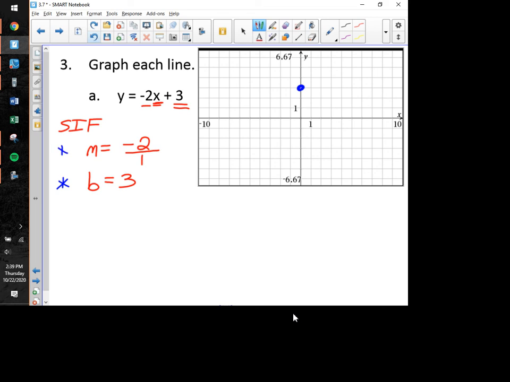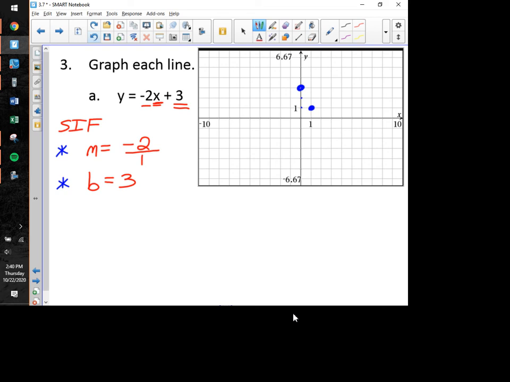And now it's time to think about the slope. The y-intercept tells you where to begin from. The slope is now a set of directions that tells you where to go. And our slope, our rise over run, is negative 2 over 1. That means that from this starting point, we are going to rise negative 2, which means we go down 2 units, and run positive 1, which means 1 to the right. So down 2 and right 1 gets us to this point right here.